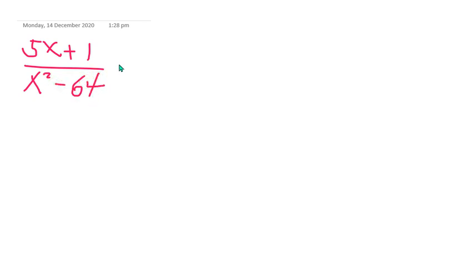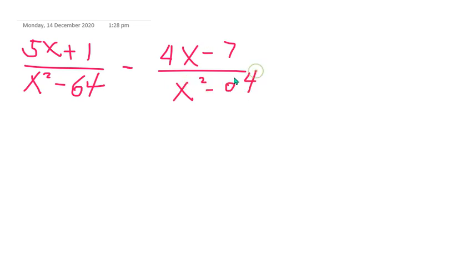So if we have 5x plus 1 over... okay, this is the same denominator. To better understand and get the LCD, minus. This is subtraction: 4x minus 7 over x squared minus 64. Okay.